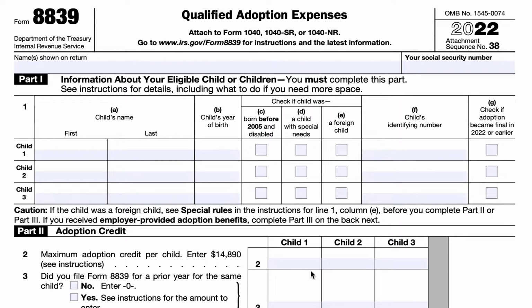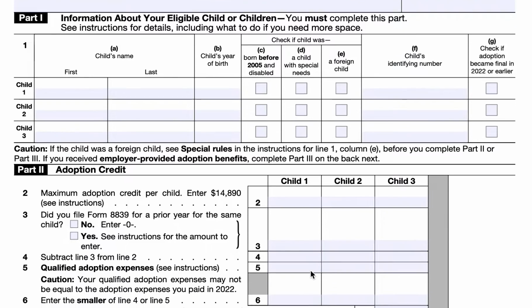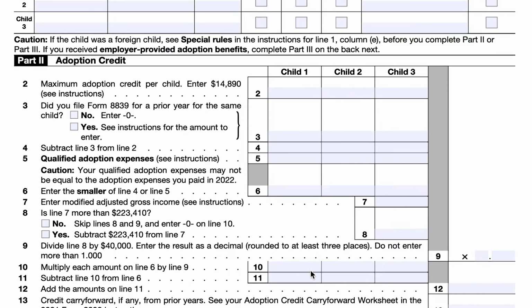If your child is a foreign child, there are special rules in the instructions which you must follow before you complete Part 2 or Part 3. If you received any employer-provided adoption benefits, complete Part 3 on the back next. We'll go to Part 2, which is the adoption credit.